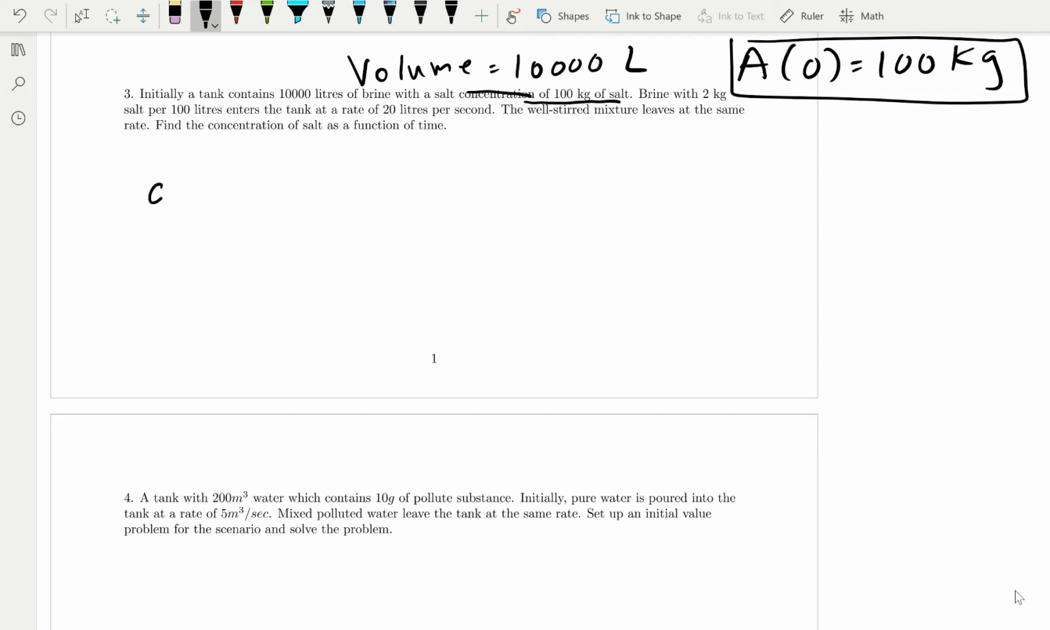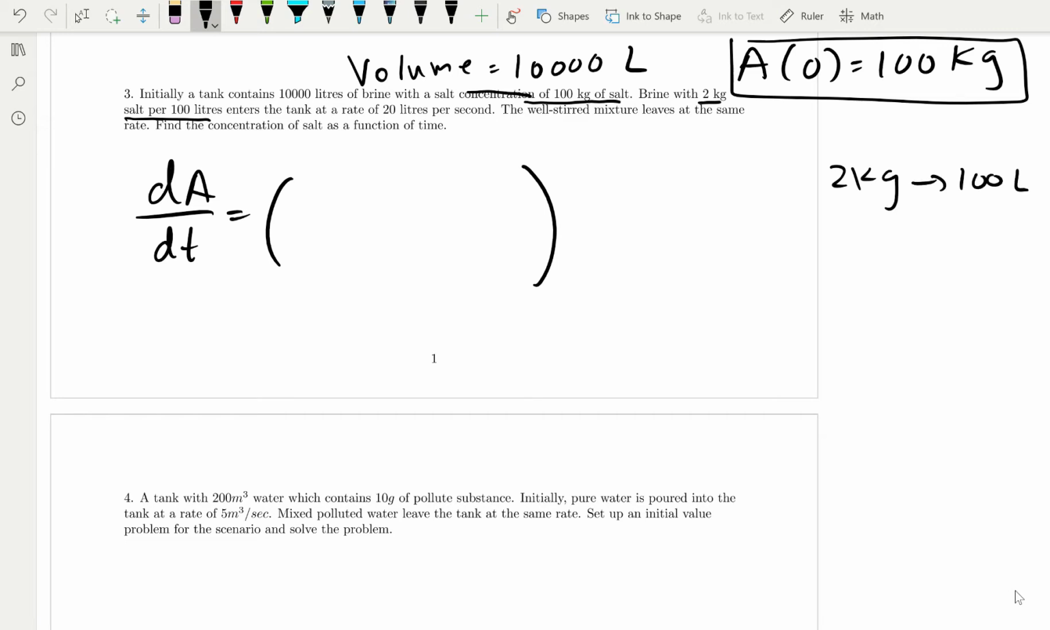Okay, now let's set up the differential equation d over dt. So inflow information, first the concentration, brine with 2 kilograms per 100 liters. So 2 kilogram per 100 liters means, well, the concentration should be kilograms per liter, right? But here we have kilograms per 100 liters. So how many kilograms comes in per liter? Well, you have to divide by 100, right? So really 0.02 kilograms per liter comes in to the tank.